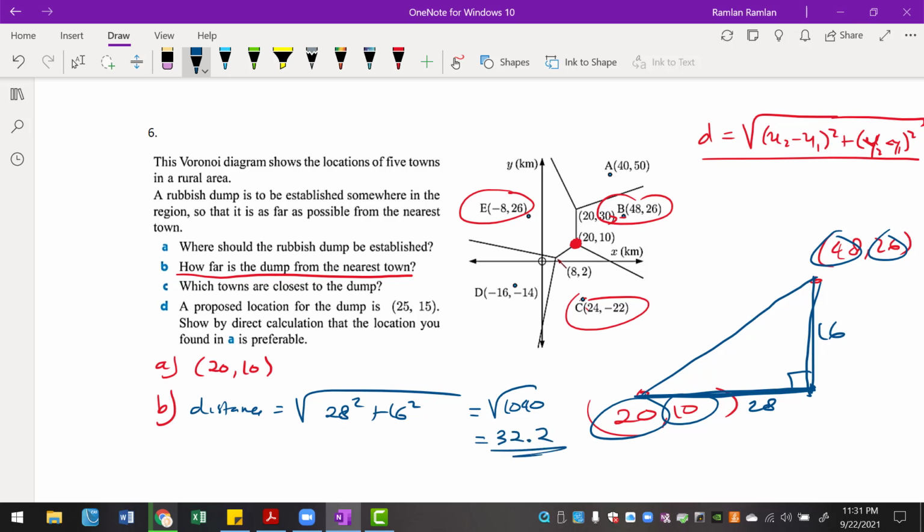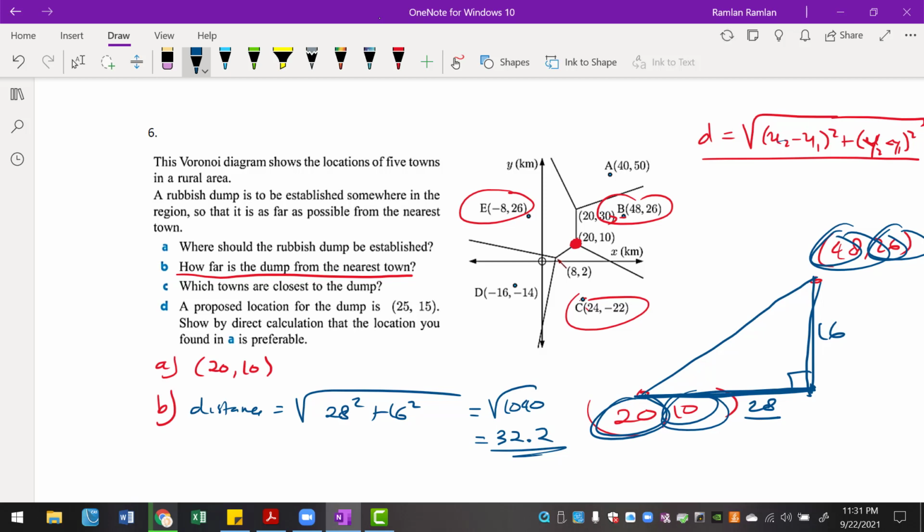It can be kilometers, it can be miles, because it doesn't have any unit in here, so it's just 32.2. Okay, if you want to use this formula, it's actually the same thing, right? So if I have x1 minus x2, actually it's from here: this one minus this one, you get 28, and this one minus this one, you get 10. Okay, so we have that for question B.